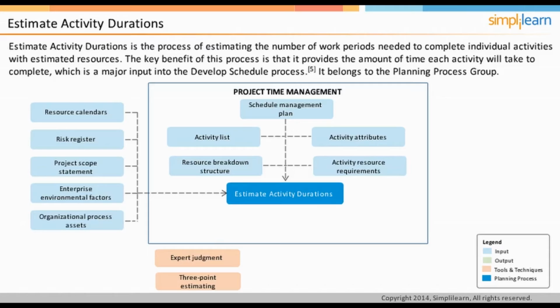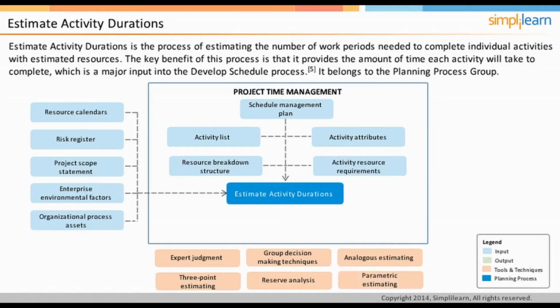PERT. Estimating activity durations is often done as a team exercise, as each activity may require multiple skill sets to be applied. Therefore, it is important to use group decision-making techniques to arrive at a consensus, or at least an estimate that is acceptable to all the team members. Reserve analysis adds buffer into the project schedule to deal with any uncertainty. The contingency reserve may be added as a percentage of the activity duration or fixed number of work periods. The other tools and techniques are analogous estimating and parametric estimating.